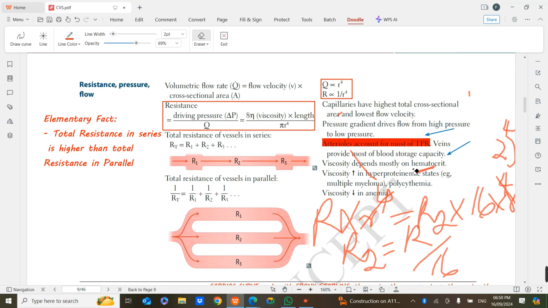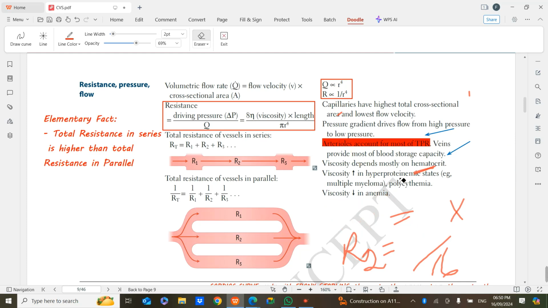The next important point you want to know in this area is about arterial. What do you think? You've heard about total peripheral resistance before. What do you think is the major contributor to the total peripheral resistance in the body? The answer is arterial. It's just a simple question. Arterial. Just pick that and move on.